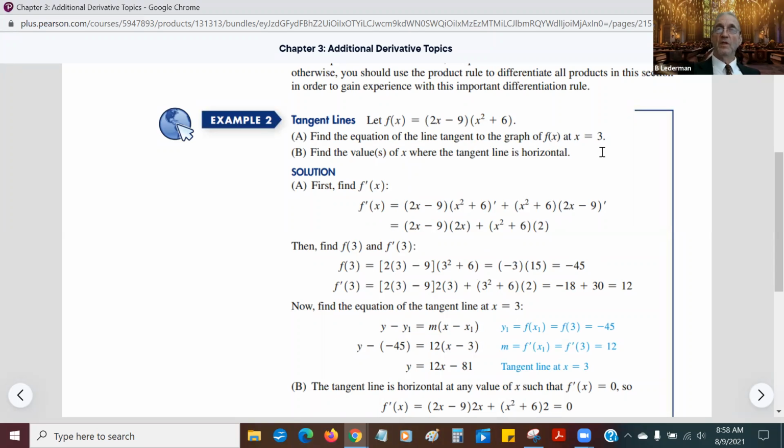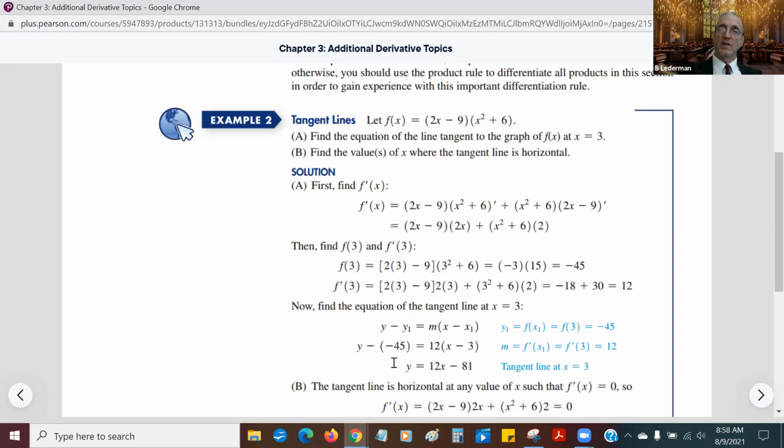Now we're going to plug 3 into the f prime that we just figured out, and we ultimately get 12. So now we're going to use good old point slope: y minus y1 is equal to m times x minus x1. So my x1 is 3. That's given to us.